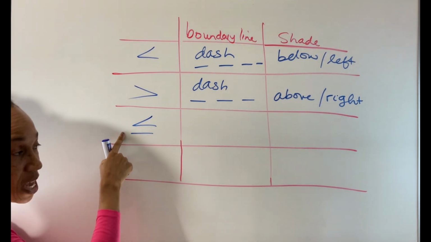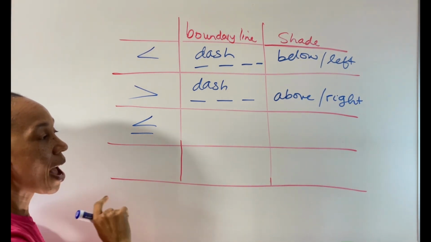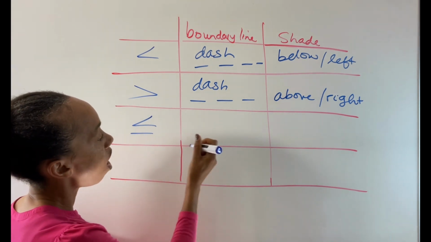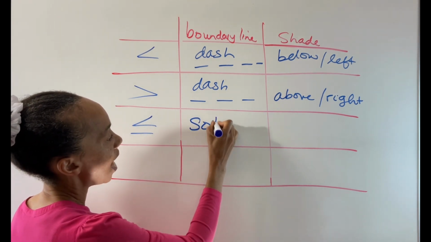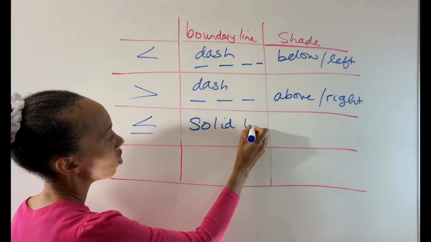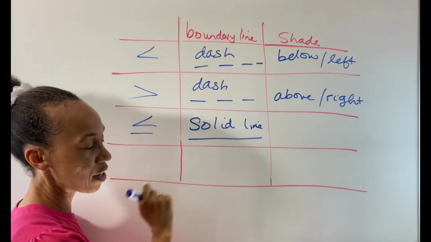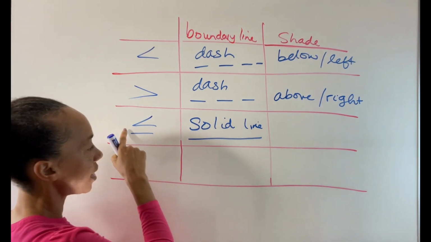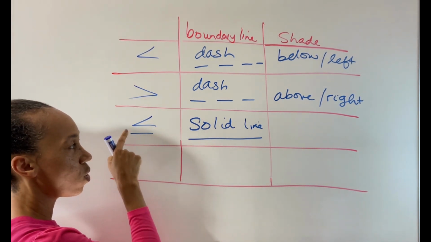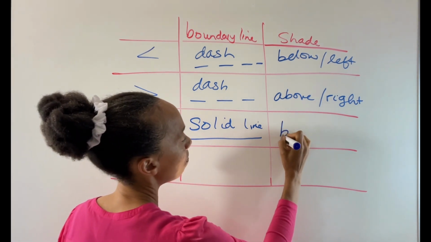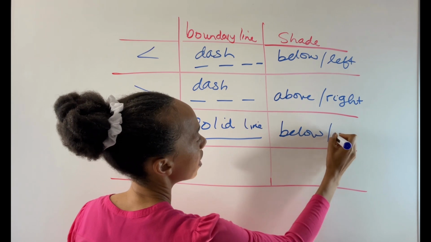Now the other inequality that we are going to look at is less than or equal to. It has half of the equal sign underneath it, and because it has half of the equal sign underneath it, you are going to use a solid line. So it's a solid line here, and the line is just straight, no dash. Because it is less than or equal to, meaning the upper part is less than, you are going to shade below or to the left.